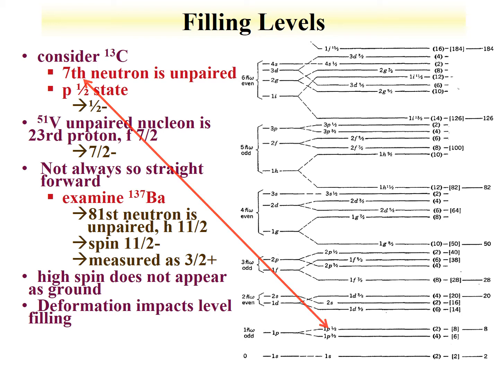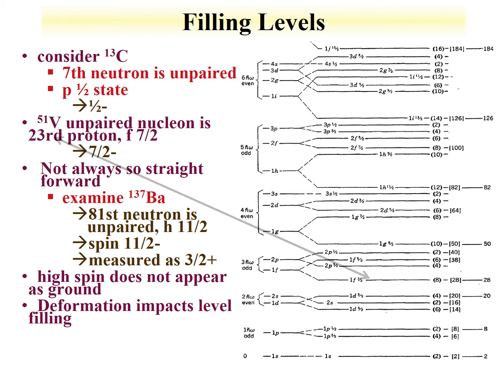Another example is vanadium-51. The odd nucleon is the 23rd proton. 20 protons fit up through the 1d 3/2, so I can put 3 into the 1f 7/2. 1 is unpaired. So F is also negative, so we would expect vanadium-51 to have a spin and parity of 7/2 minus.